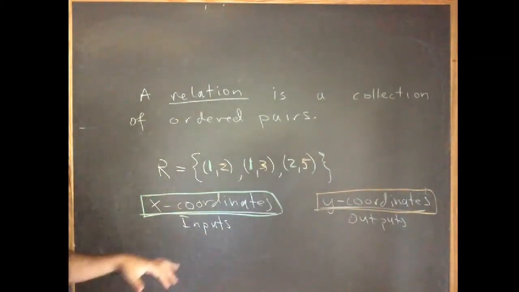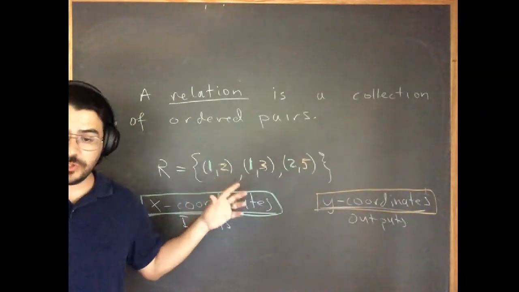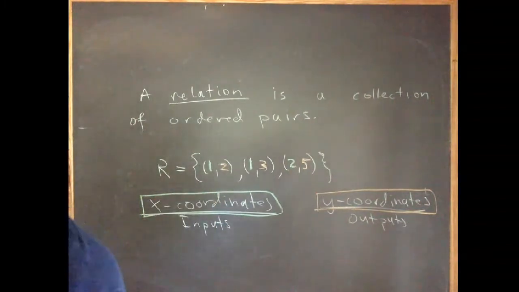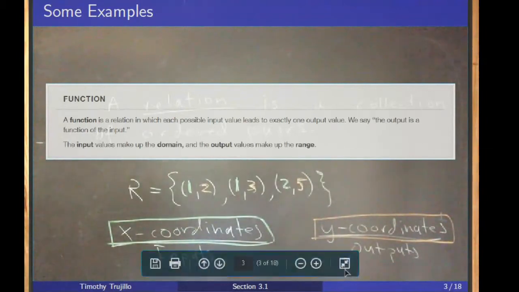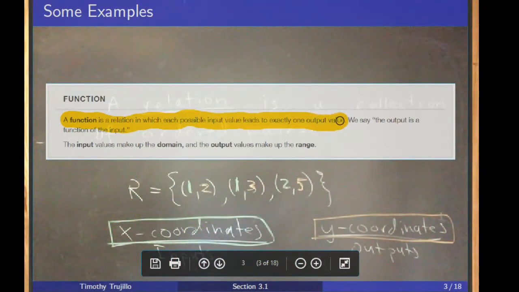And before I ask you whether or not this is actually a function, let me give you the definition. So we're going to think carefully about what the definition of a function is. Remember, a relation is just a collection of ordered pairs, and a function is a special type of relation. So a function is a relation in which each possible input value leads to exactly one output value.